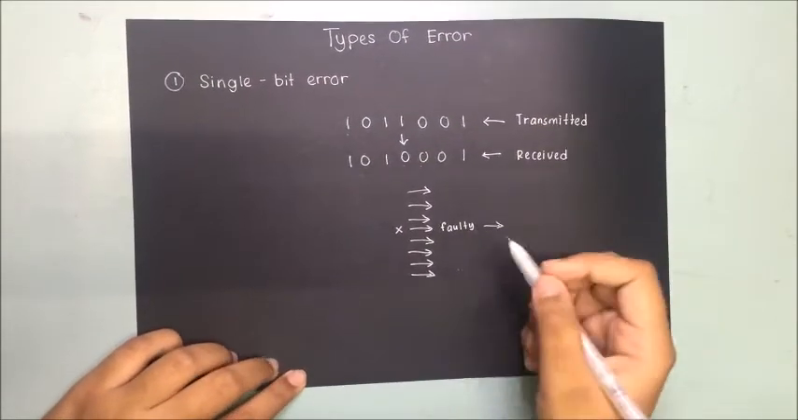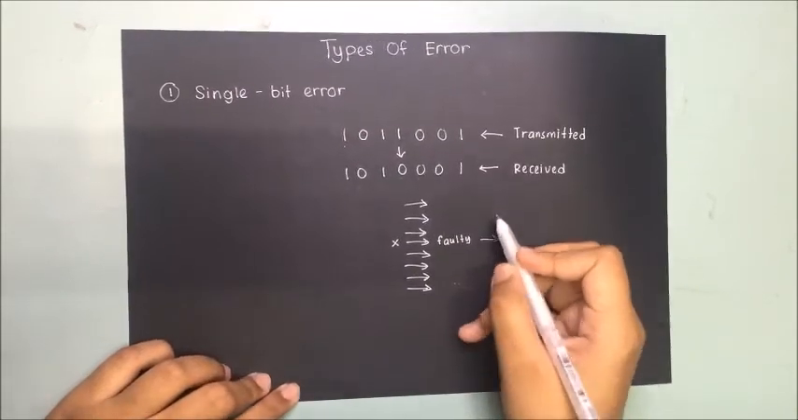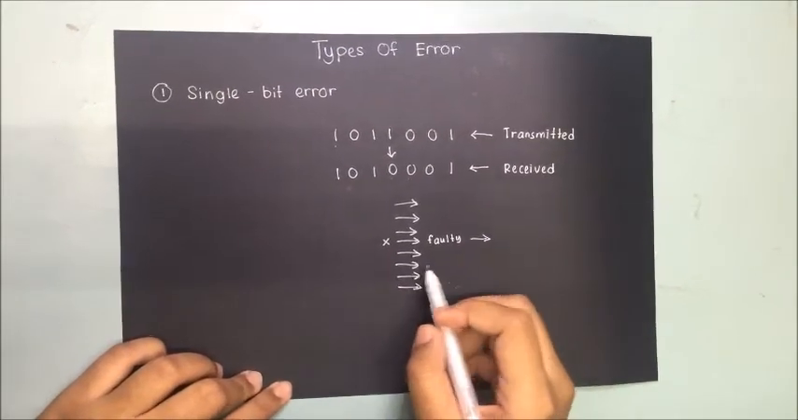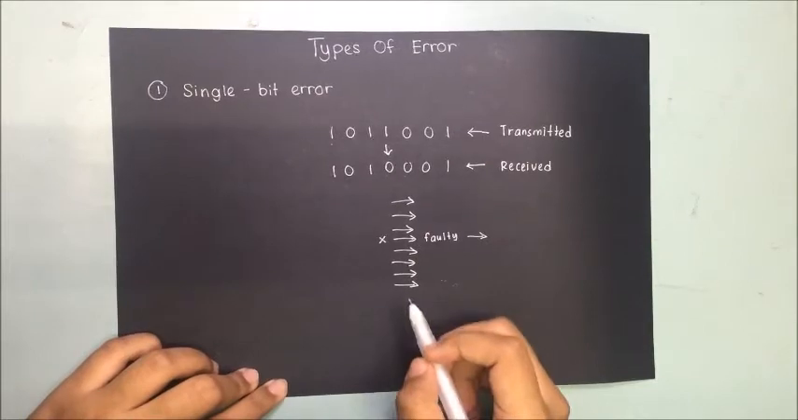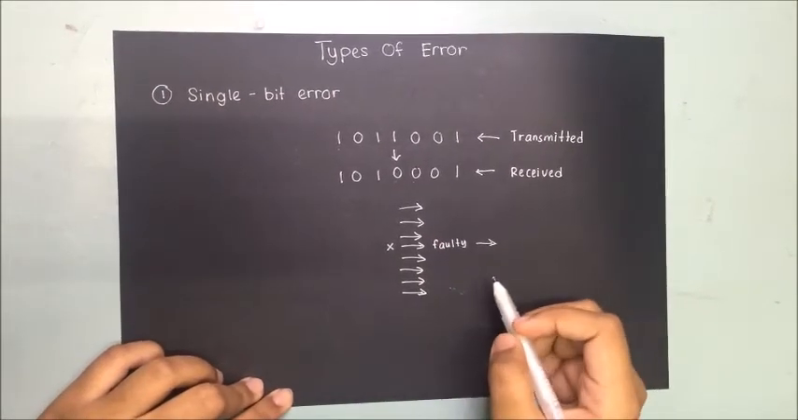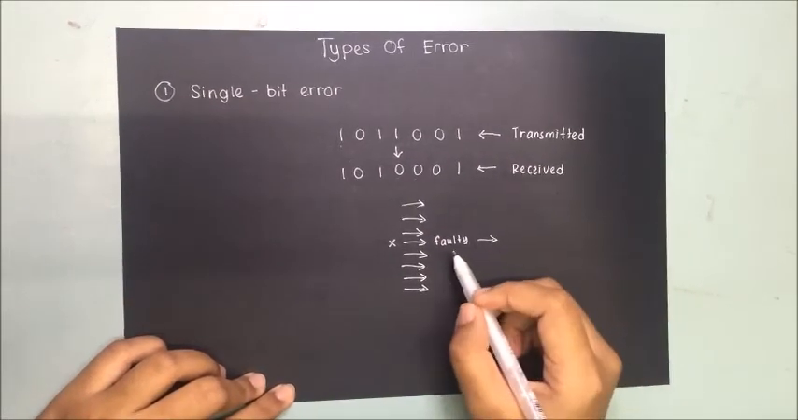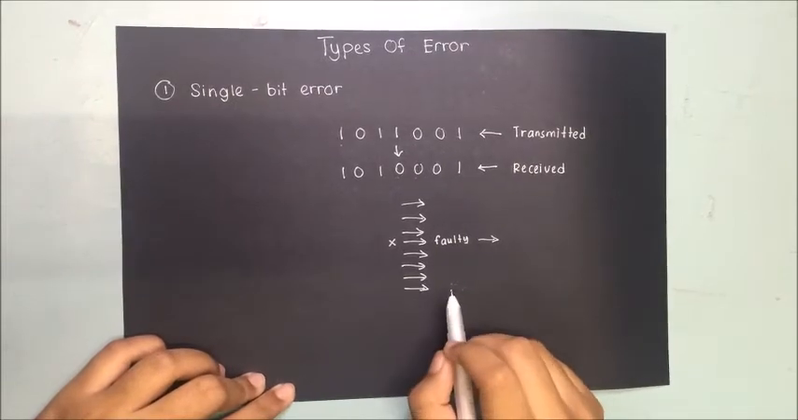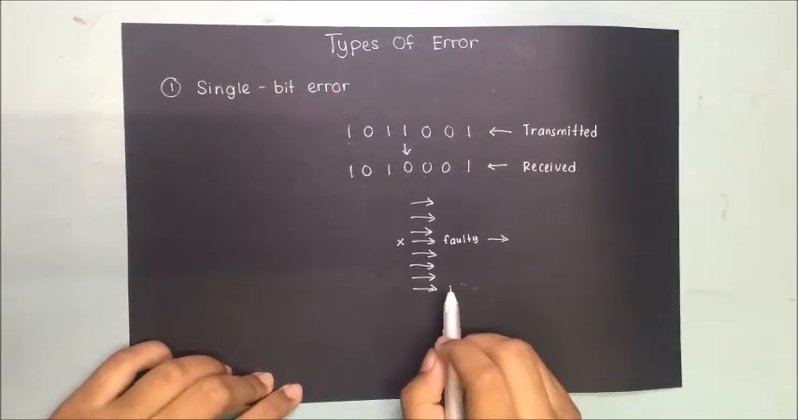On the other hand, signals coming through other lines may not be in error, and as a result, this will lead to a single bit error if a particular line is faulty. This is how single bit error occurs, particularly in parallel transmission.